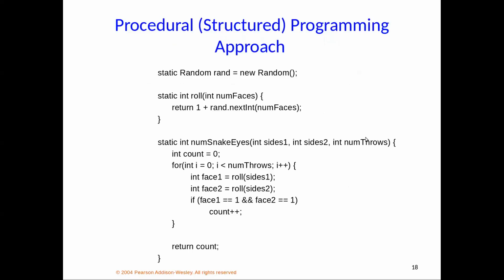So if we do it using procedural style, which means we'll be writing a few functions, and then the functions would be interacting with each other. So there are two functions here. One is the number of snake eyes, which has the 2 sides plus the number of throws. And the other one is the roll.